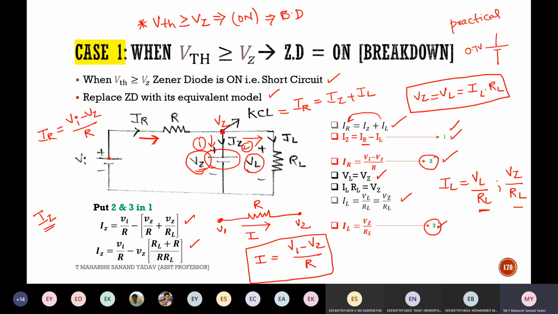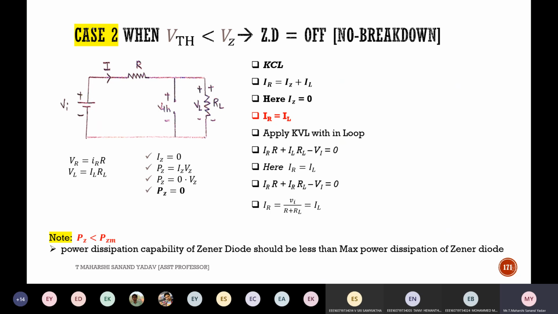Okay. Case number 2. Suppose VTH is less than VZ, will it be short circuited or open circuited? Open circuit. It is open circuited, meaning on or off? Off. Now if you see at this node, again currents are flowing. This is nothing but IR. IR is entering, whereas IZ is leaving. At the same time, IL is also leaving.